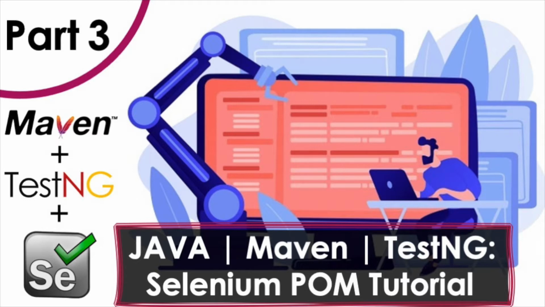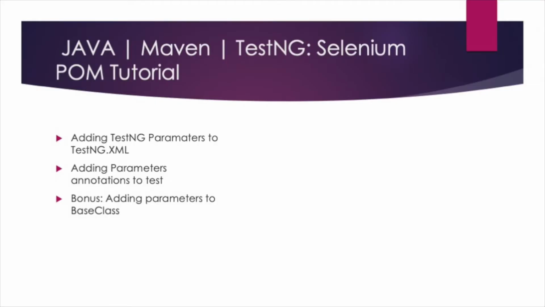With that out of the way, let's get into what we'll be covering in today's video. In our previous 2 videos, we walked through how to set up the project all the way through creating our first initial test. In today's video, we're going to talk about how to add TestNG parameters to our framework. To do so, we're going to be adding a TestNG parameter to our testng.xml file. Next, we'll add parameter annotations to our tests, and as a bonus, we'll be showing how to add parameters to our base class, so we can pull in things like a test data file path.